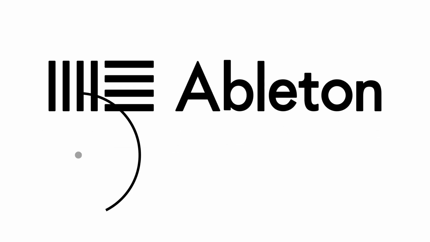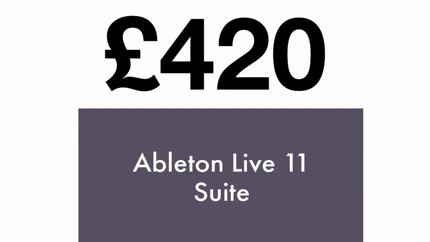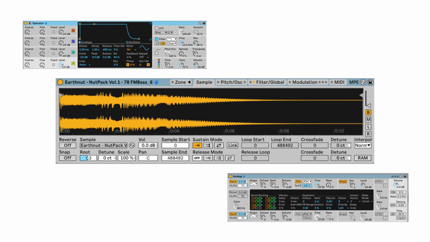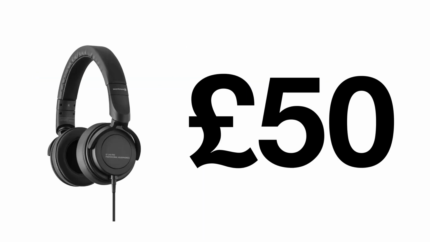Ableton Live is free at first, but then around £250 for the standard version after the 3-month trial ends, or £420 or so for the Suite version, which comes with all of their software instruments, which I would recommend going for if you can afford it, and then around £50 for the headphones.